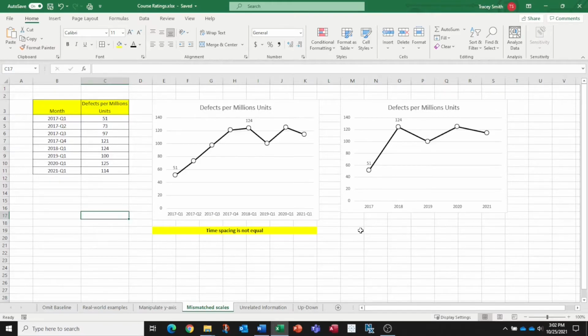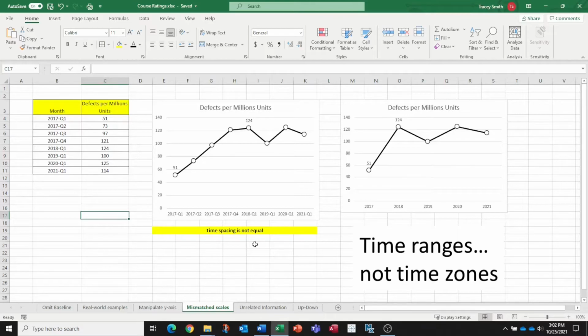I've seen this in the news. I've seen it in newspaper articles where people are changing the spacing between here, or they're even omitting certain years of information because they're trying to skew the message of the information that they're presenting to you. Just something that you should watch out for, and maybe try to avoid presenting your information on different time zones.